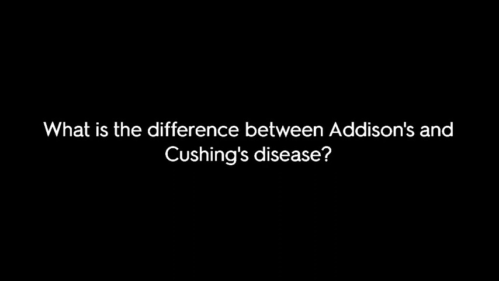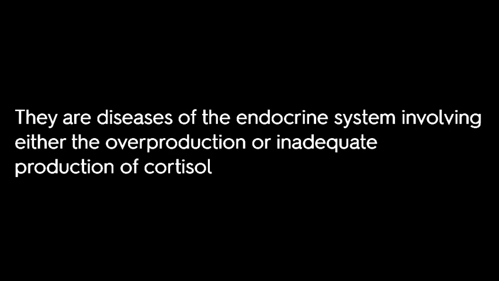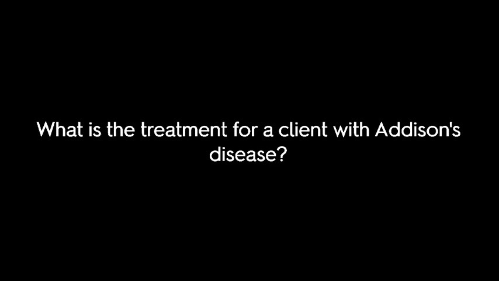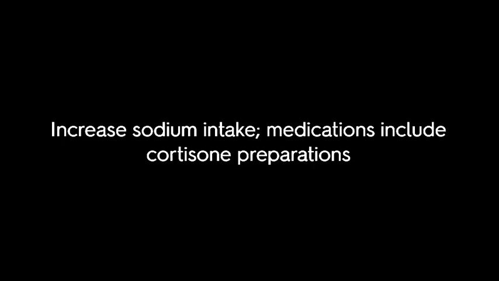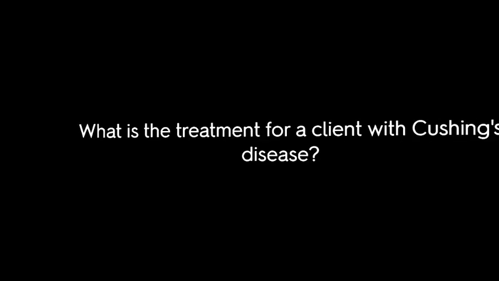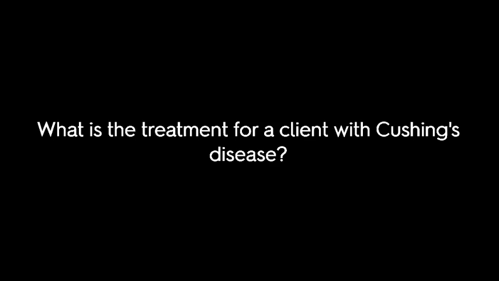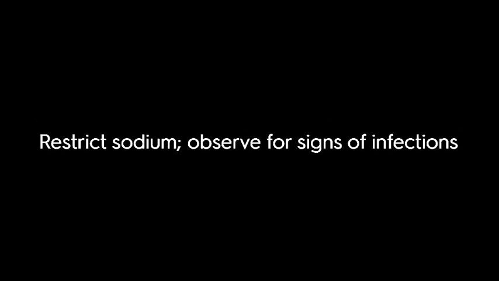What is the difference between Addison's and Cushing's disease? They're diseases of the endocrine system involving either the overproduction or inadequate production of cortisol. What is the treatment for a client with Addison's disease? Increase sodium intake. Medications include cortisone preparations. What is the treatment for a client with Cushing's disease? Restrict sodium. Observe for signs of infections.